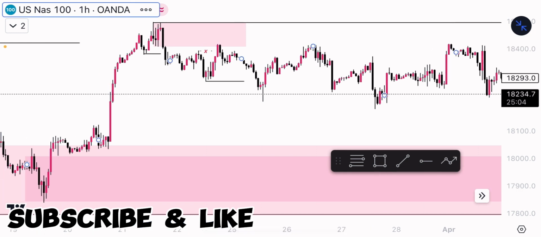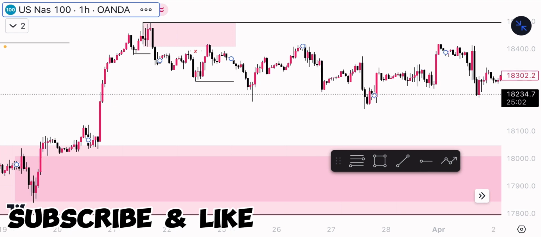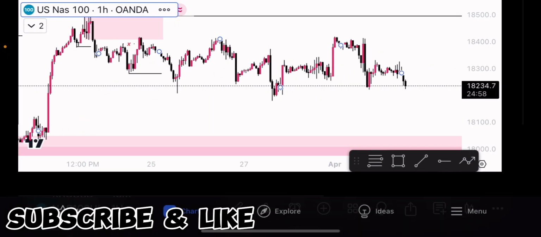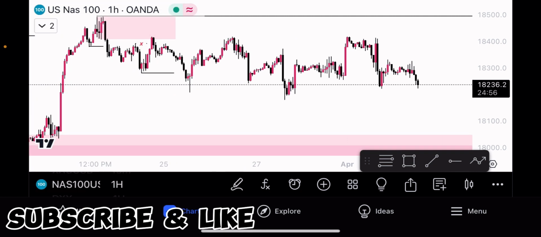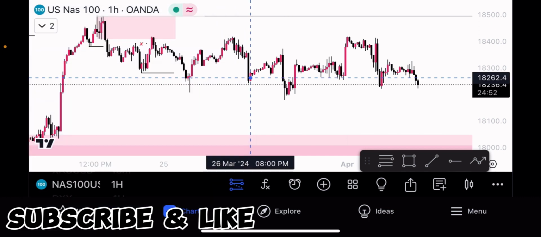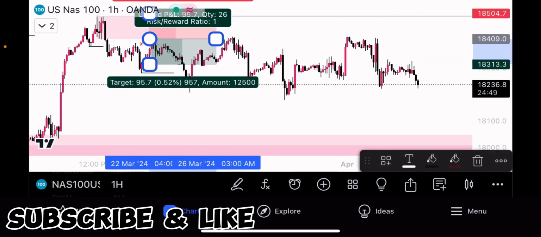The price broke that structure and tapped into our demand zone. Where should you be targeting once you are in this trade? You should be targeting here. This should be your target if you're on this short position.